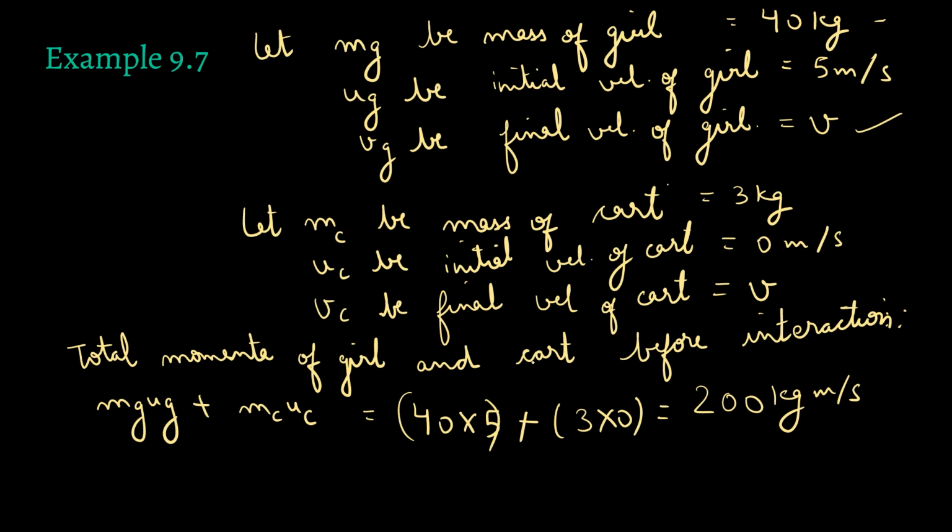So the total momentum of girl and cart, this system, before interaction. What is the initial momentum? mg ug plus mc uc. So what is mg ug? Mass of girl into initial velocity of girl, 40 into 5, plus mc uc. Since the cart is stationary, the initial velocity is 0, so 3 into 0. So this comes out to be 200 kg meter per second. This is your initial momentum.